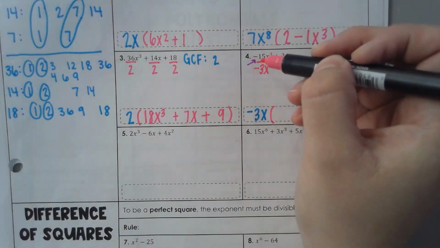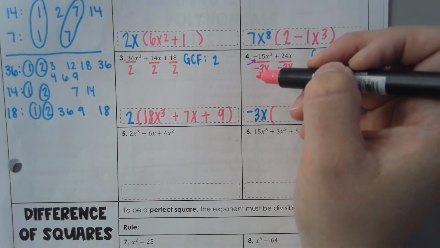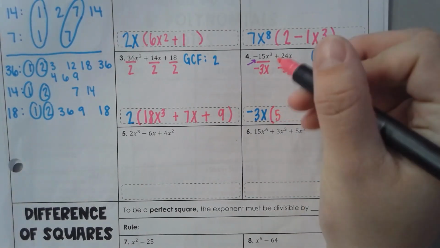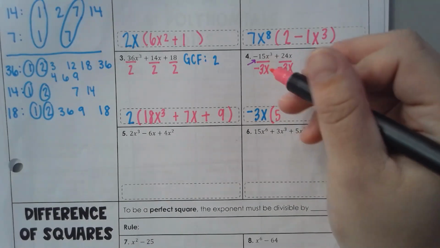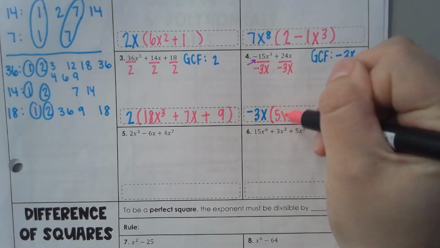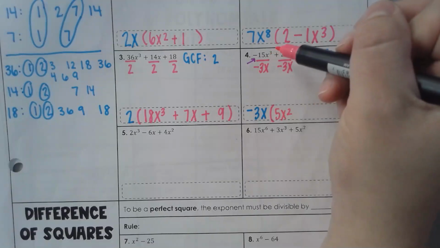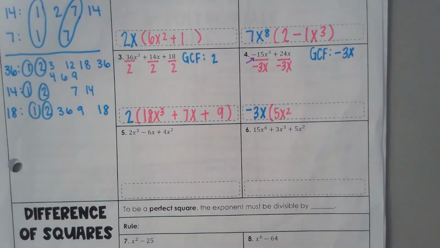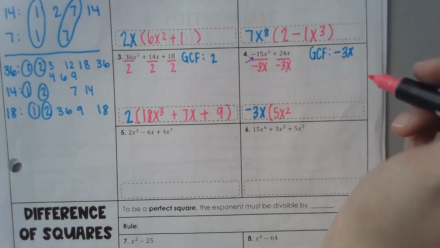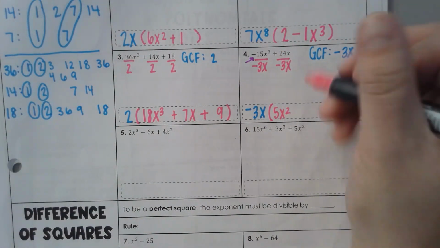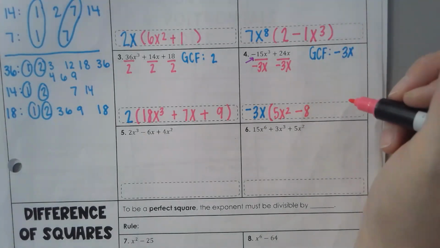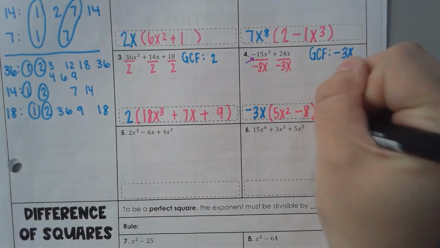What's negative 15 divided by negative 3? Positive 5. And then how many x's? I have an x squared. I had x cubed. I took out one of the x's, which left me x squared. Okay. 24 divided by negative 3 is a negative 8. What about the x's? They cancel each other out. They cancel. Yep.